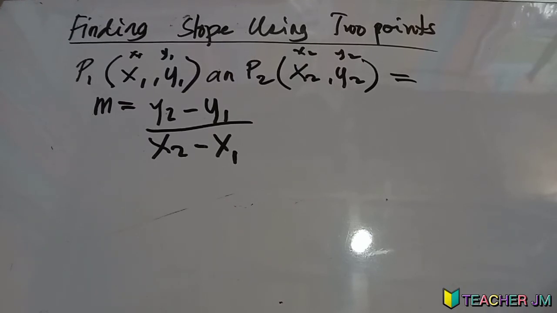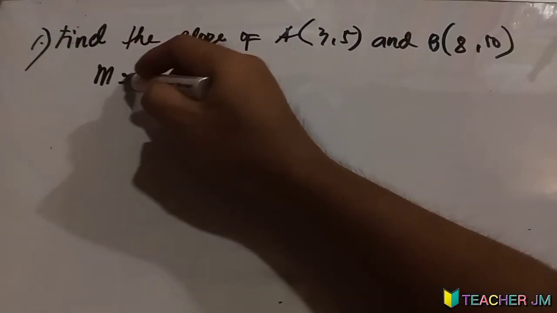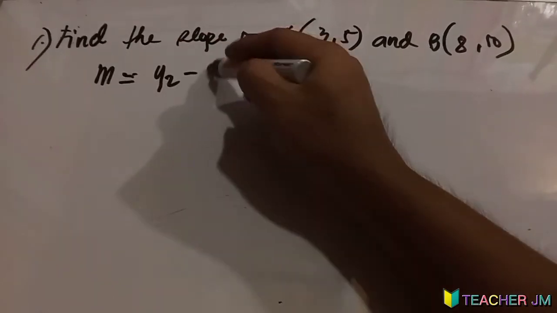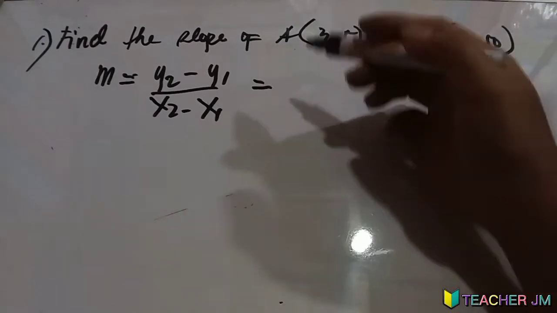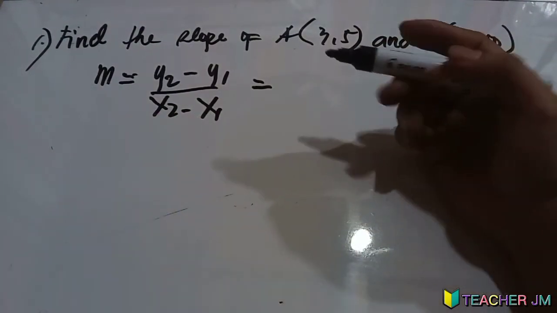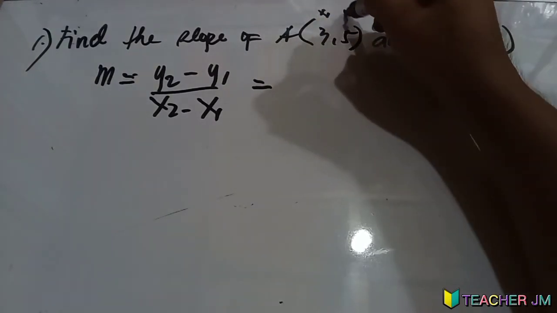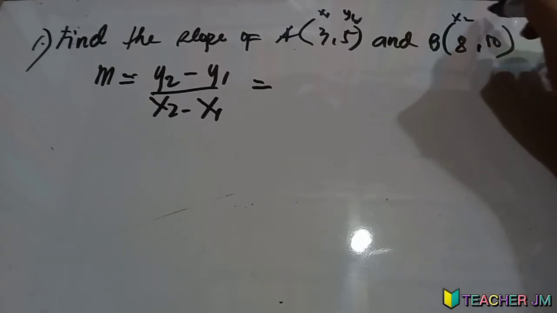Meron akong halimbawa na ibigay dito. Okay, halimbawa, number 1, find the slope of A. Ang ating A, meron tayong 3, 5, at ang ating B is meron tayong 8 and 10. So, paano natin ito i-solve? So, gamitin natin yung formula. So, M equals Y sub 2 minus Y sub 1 over X sub 2 minus X sub 1. So, substitute the value of our Y sub 2, Y sub 1, X sub 2, and X sub 1, since ito ang ating X sub 1, Y sub 1, tapos itong ating X sub 2 and Y sub 2.